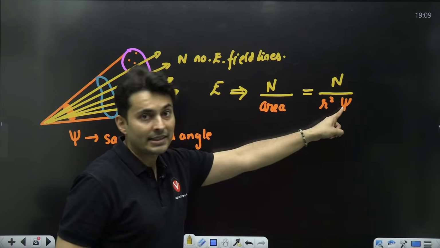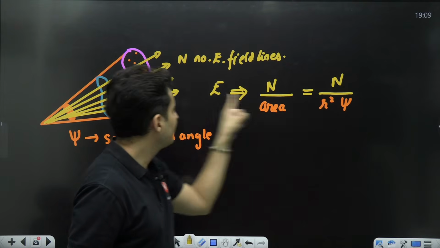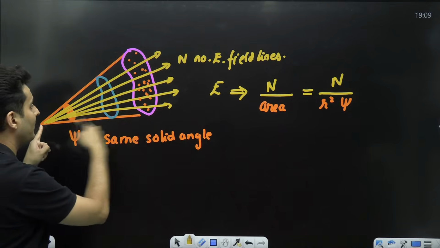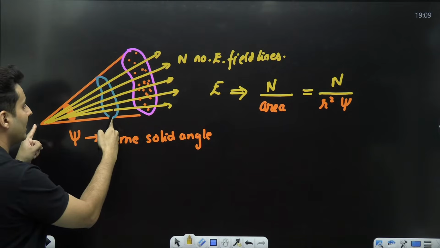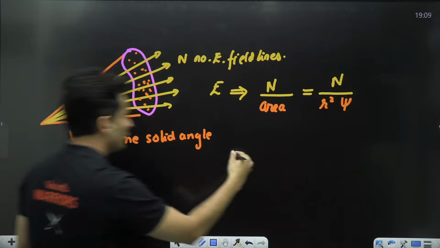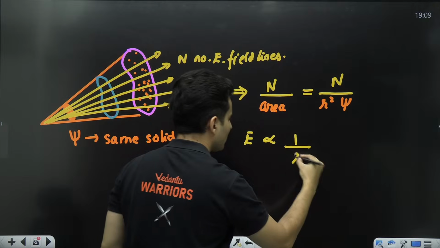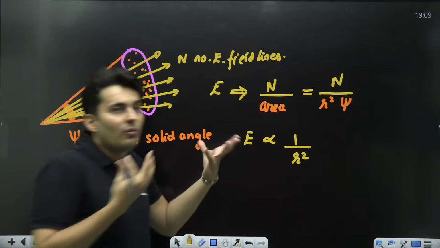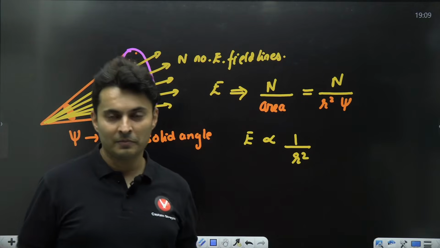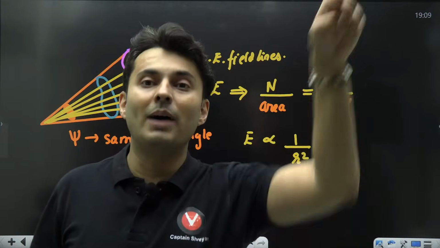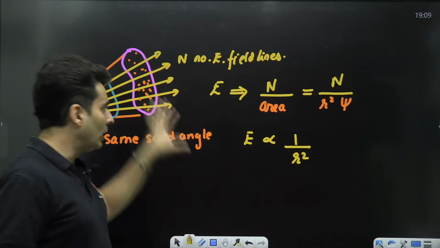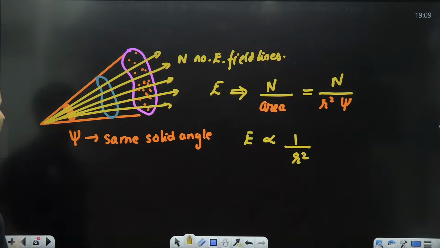Since n is same, psi is same, what is different is r, how far I am from this point. This guy's r is less, this guy's r is more. So you can clearly see electric field is inversely proportional to r square, exactly what we know from before also. Electric field value is kq by r square. The same thing is also proven using this solid angle concept.